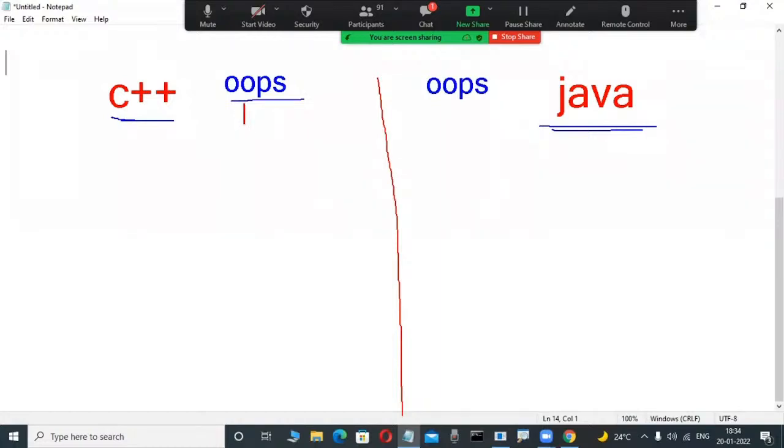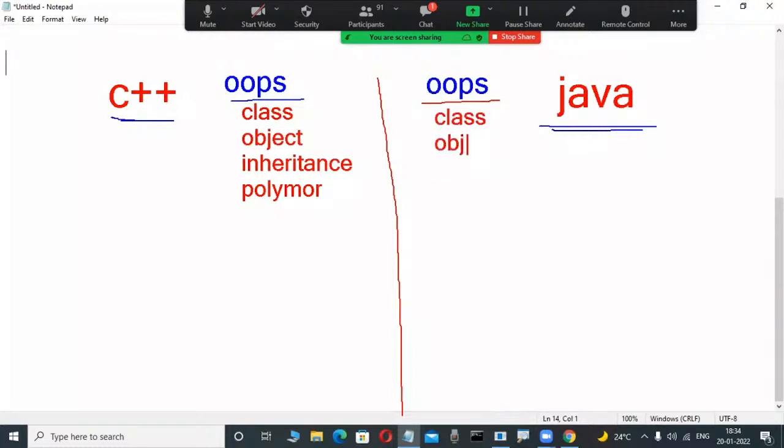OOPS concepts mean maybe some fellows have an idea. Class is a concept, object is a concept, inheritance is a concept, polymorphism is a concept. Maybe so many fellows have an idea. Observe here, the same in Java also. What is a class? What is an object? Yes, here. What is inheritance? Yes, here. What is polymorphism? So many concepts are there. That's why conceptually class, object, inheritance, polymorphism are the same.